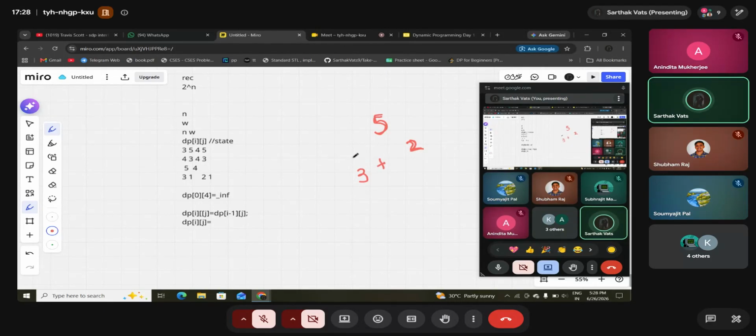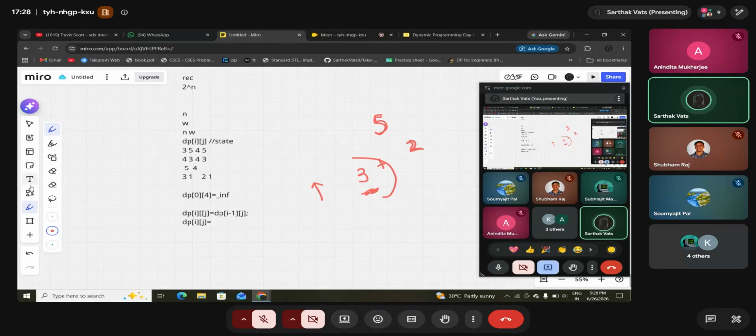But what 3 would I choose? The 3 with the maximum profit, right? So I would check out what was the maximum profit I could have achieved till weight 3. And in that weight 3, I would add 2. So basically, what is the transition? It's very simple, right? I would just subtract the weight from it.